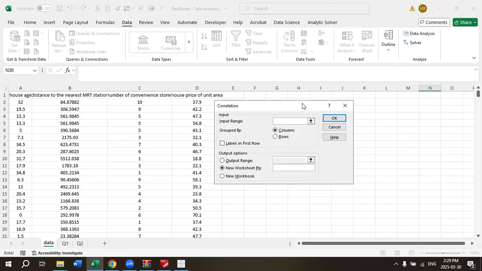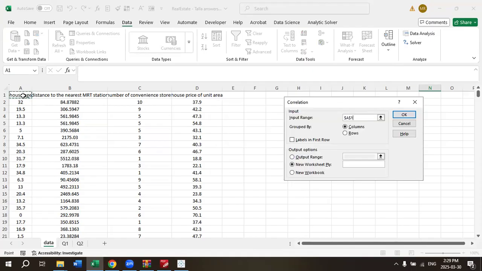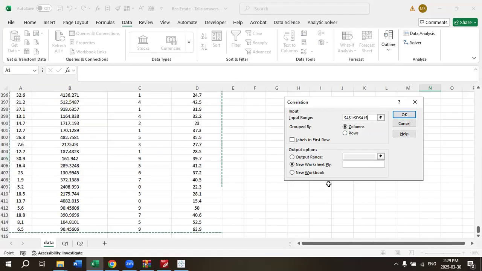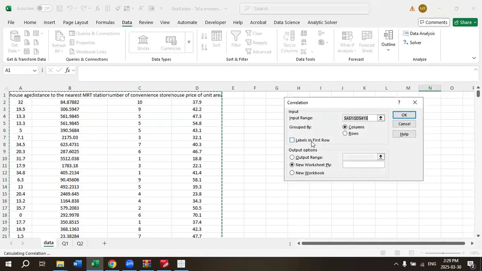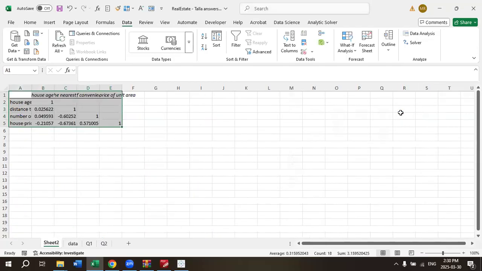I need to select all the input, starting from the beginning till the end. Control Shift Down, take all the values. These are organized by columns. Click OK. Input range has a non-numeric value. Okay, that means I have labels in the first row, which you need to specify. If you don't specify that, you keep the labels there. Now I put the okay there.